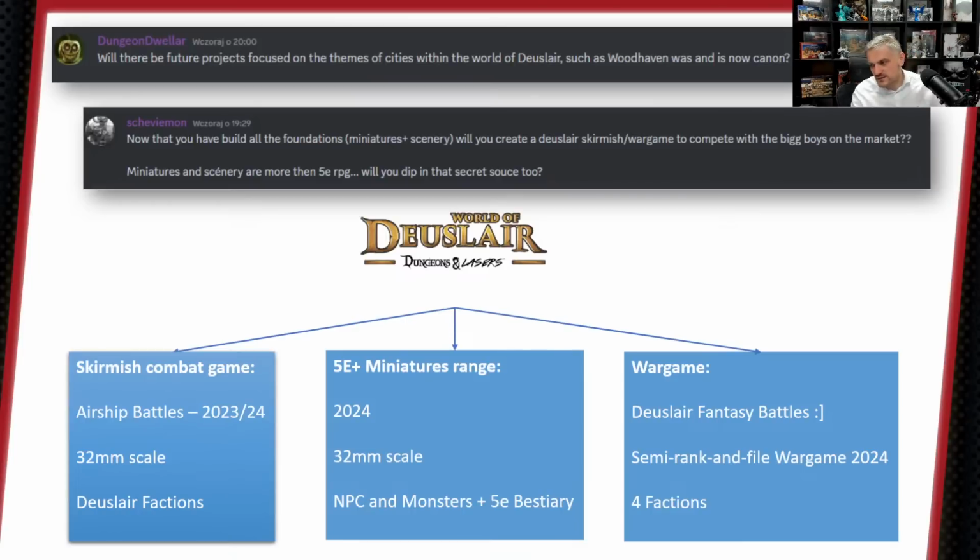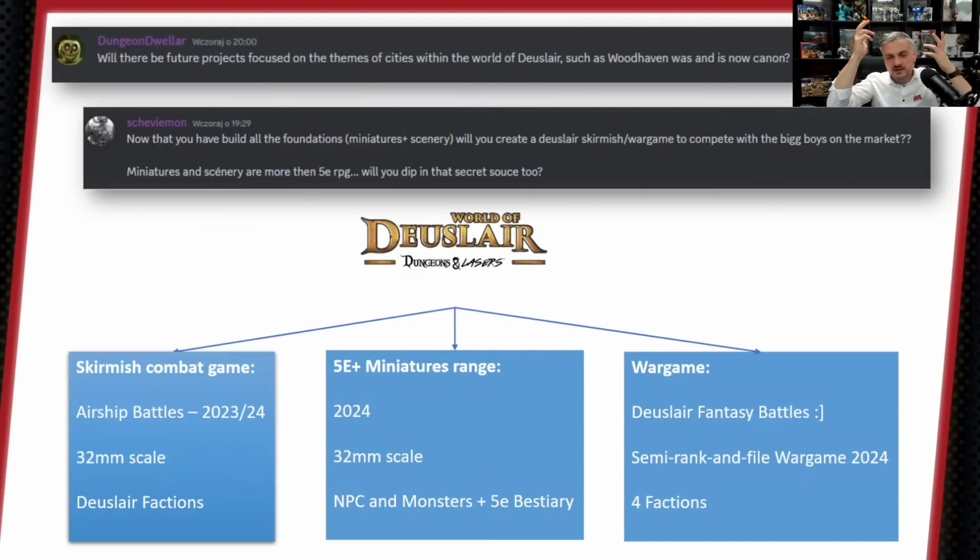This is where the semi-rank and file system comes in. You move like you would move your miniatures in a normal skirmish game, with a twist. It's a square base, so you can only move within your 90 degree angle of visibility. Then when it comes to combat, you combine all the miniatures in ranks, because you play on a square base. Just imagine having two blocks of units, and you want your cavalry to go through them and charge something which is behind.